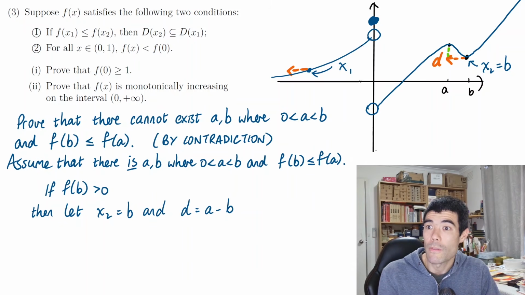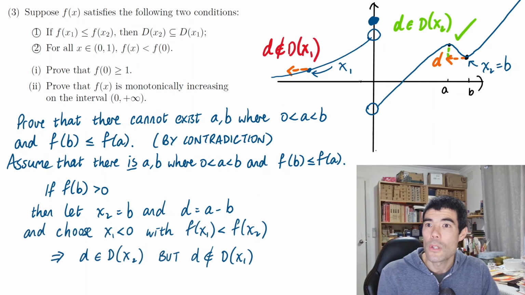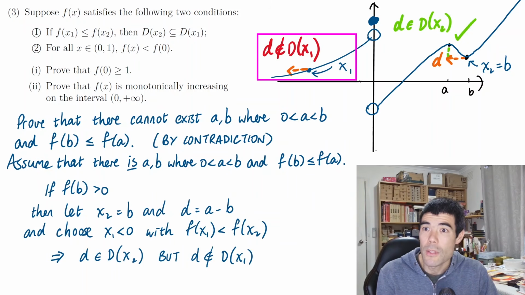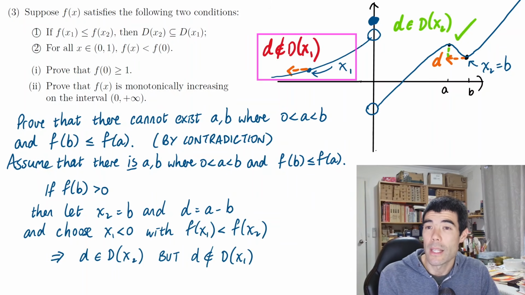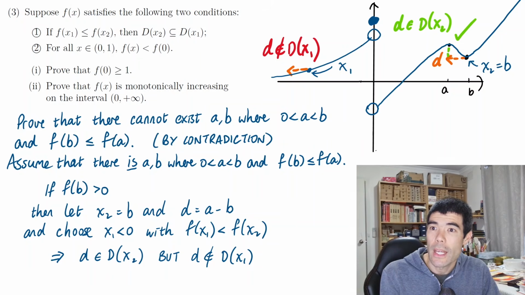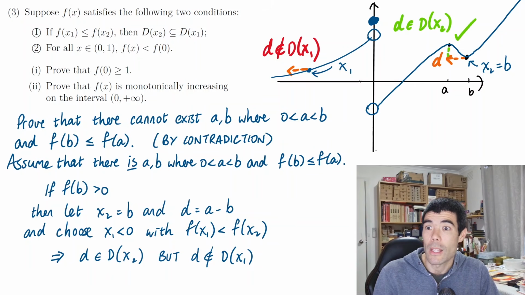This means this value of d is an element of capital D of x2. But if we choose an x1 way over the left over here, where f of x1 is less than f of x2, then if we move further left from x1, the graph goes downhill. So that means this same d value cannot be an element of capital D of x1. This contradicts the assumption that D of x2 is a subset of D of x1, which is good.